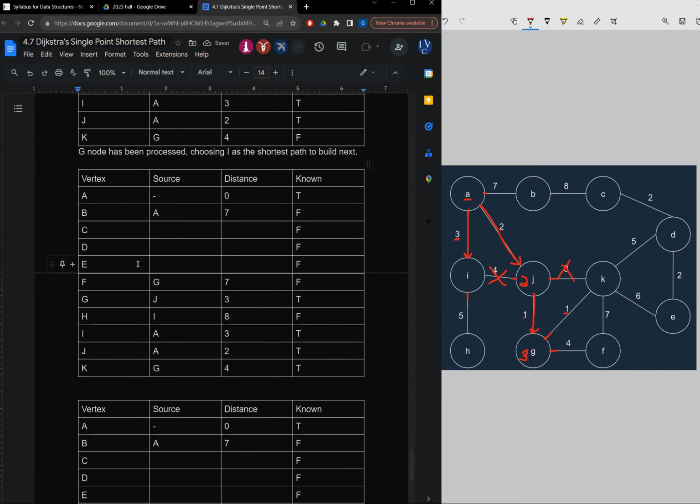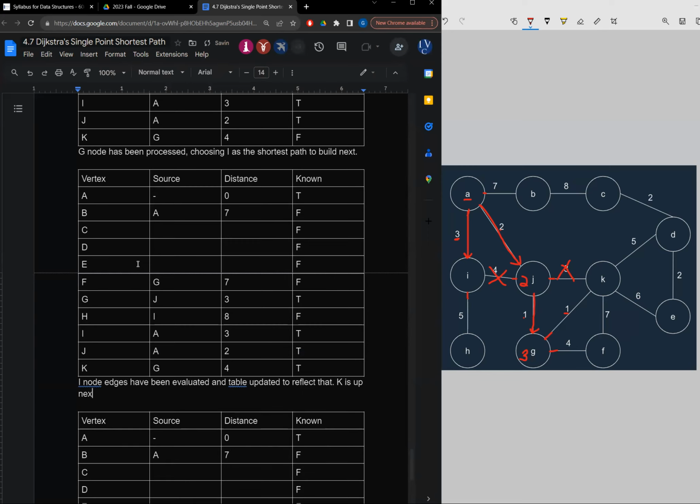All right, so we just finished processing the I node. I node edges have been evaluated and the table updated to reflect that. And now we're going to K. That is the shortest path we can build.